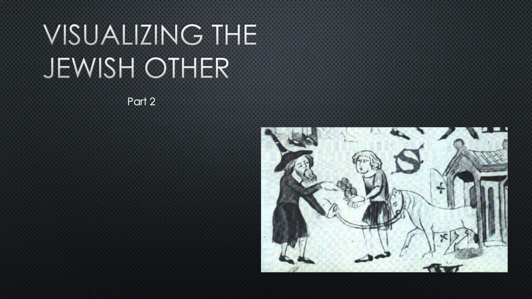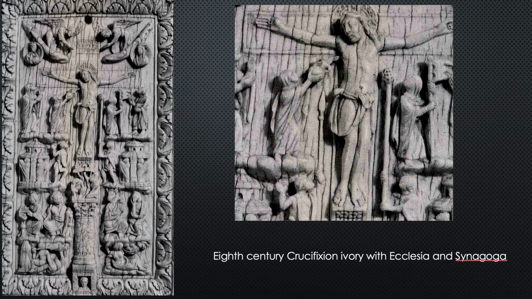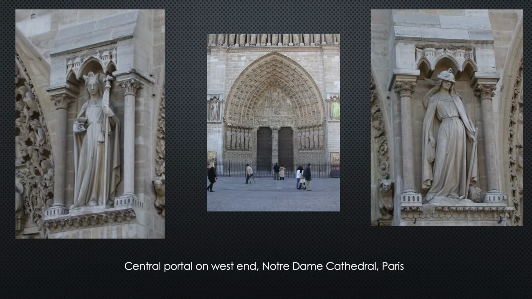Okay, here we go. Visualizing the Jewish other, part two. This is where we left off, I believe, in our part one. I did go at great length and tell you about how Judaism had been personified as a woman, as synagogue in the early Middle Ages. And we looked at some other images as well. But now we're going to see what happens towards the end. And some of this I've shown you before, but it's going to add some more stuff.